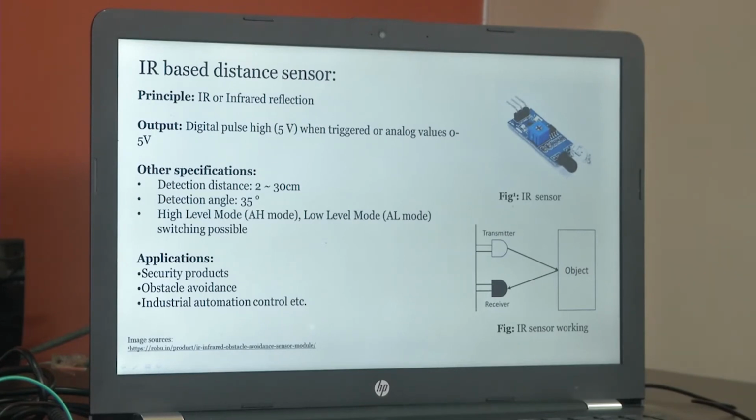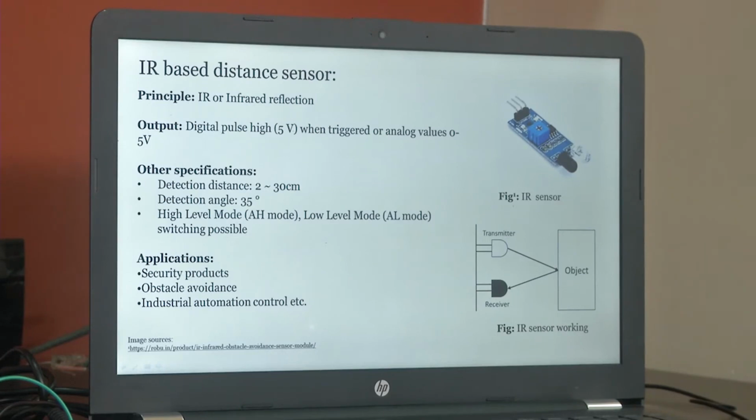Okay. So what happens is, you can see two LEDs over here, one coated with black and another one over here that is transparent white. Okay. So together they form the transmitter and the receiver. So you can see the IR sensor working over here, that the white one is the transmitter and the black one is the IR receiver.